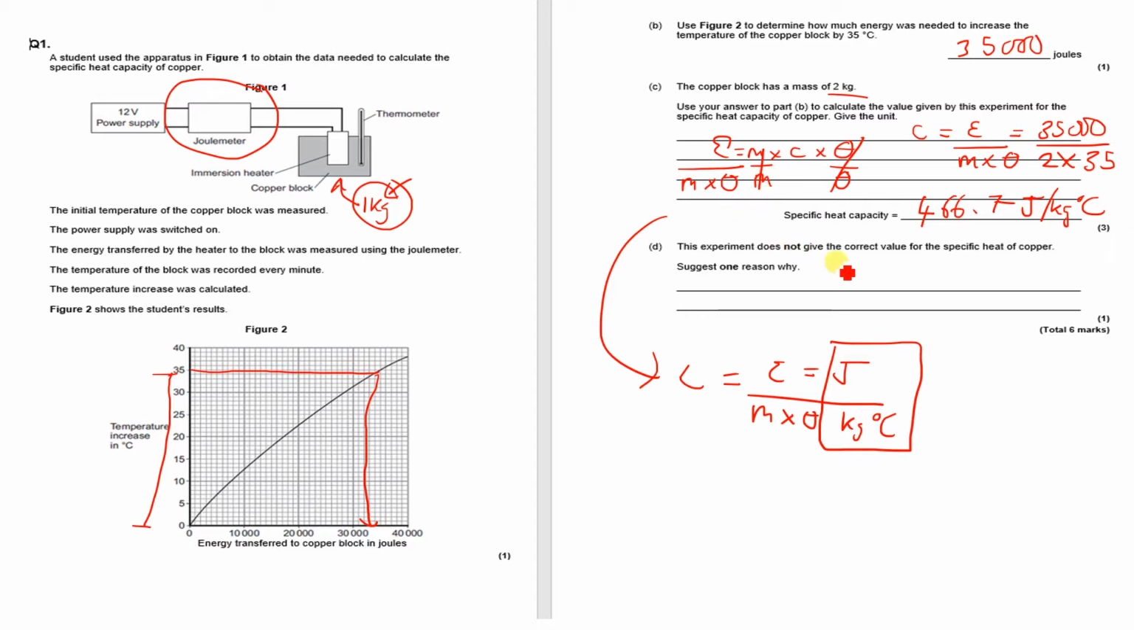Right, the experiment does not give the correct value for the specific heat capacity of water, suggest a reason. Now whenever it's talking about errors or something to do with a value that is not correct, it's because this is going to be heating the surroundings. So bear that in mind, as it's a really common question and something you would have seen on the level 1 questions. So energy is transferred to the surroundings.